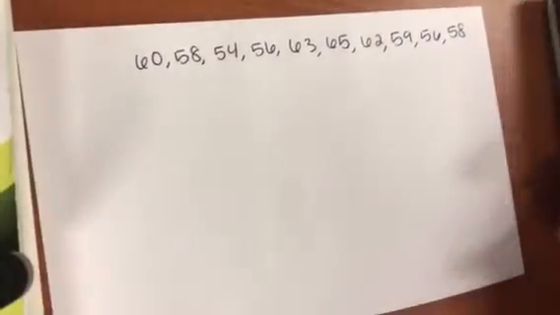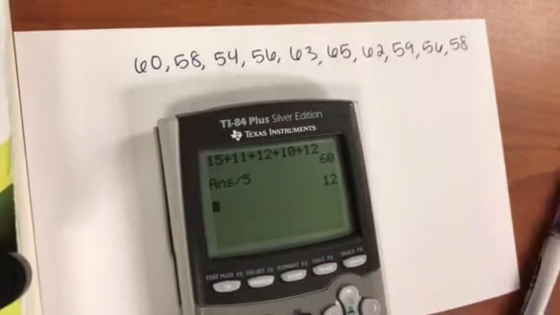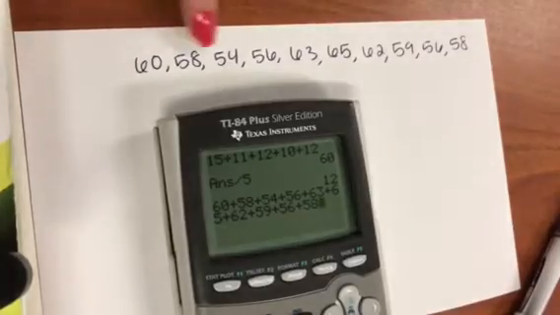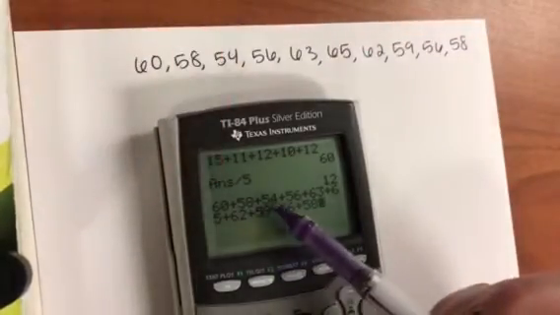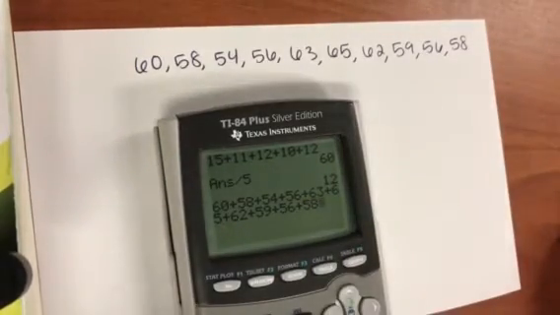Oh, those numbers are big. I can't do it in my head. Calculator. Okay. Step 1. Find the average. 60 plus 58 plus 54 plus 56 plus 63 plus 65 plus 62 plus 59 plus 56 plus 58. 1, 2, 3, 4, 5, 6, 7, 8, 9, 10. I always count, because with that many pieces of data, you've got to make sure.